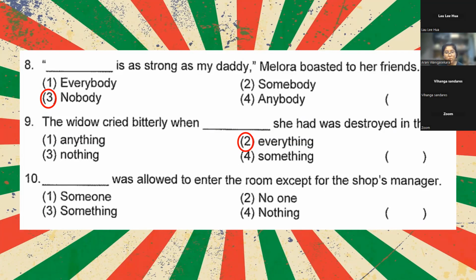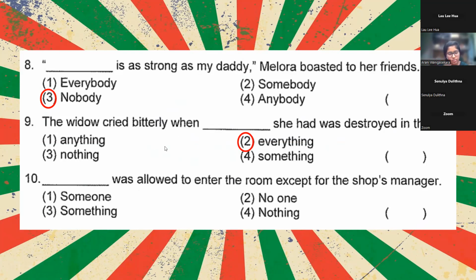So why is it not something? Again, it doesn't really fit in this context because in a fire, most of the stuff will get destroyed, right? You can't say something. So you have to use the word everything. Yeah. Question 10. Blank was allowed to enter the room except for the shop's manager.